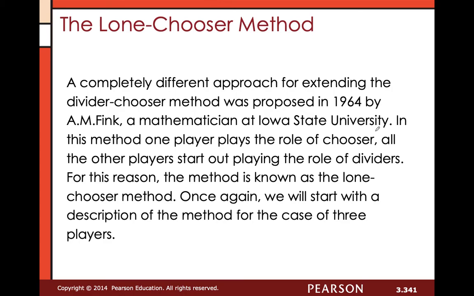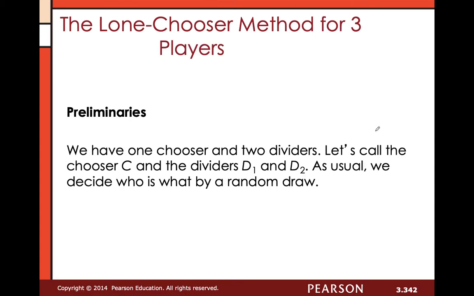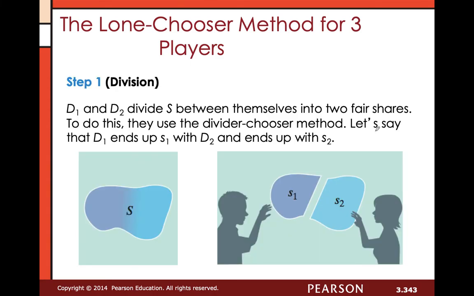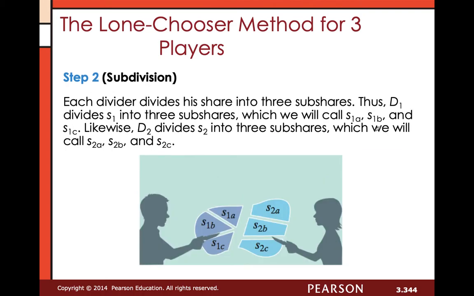In this method, one player plays the role of a chooser. The other players start out playing the role of dividers. For this reason, the method is known as the lone chooser method. Once again, we're going to start with a description of the method for the case of 3 players. So with the preliminaries, you're going to have one chooser, 2 dividers. Let's call the chooser C. Let's call the dividers D1 and D2. As usual, you're going to decide by a random draw. So D1 and D2 are going to divide between themselves into 2 fair shares. To do this, they use the divider-chooser method like we mentioned before. Let's say D1 ends up with a section S1 and D2 ends up with S2.